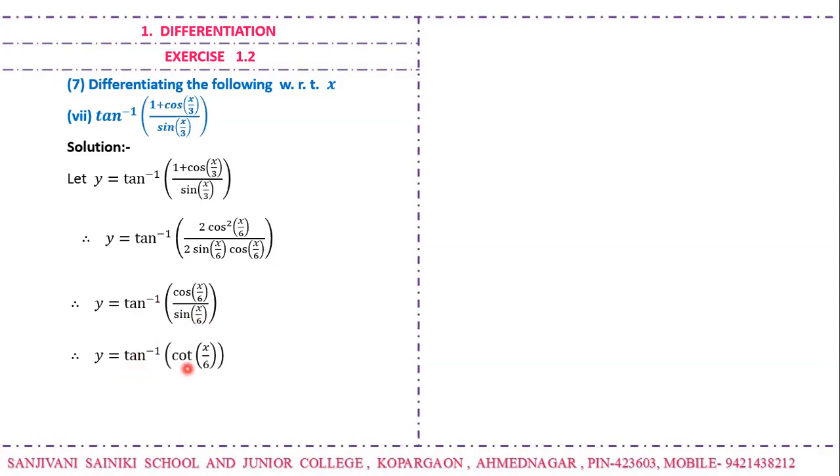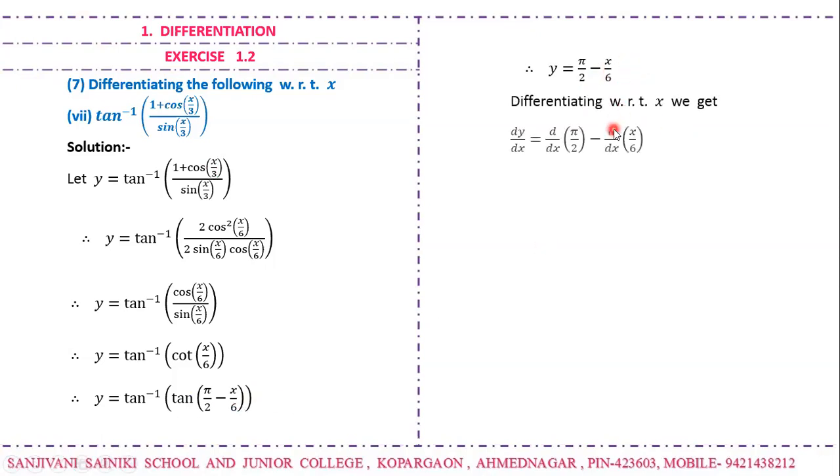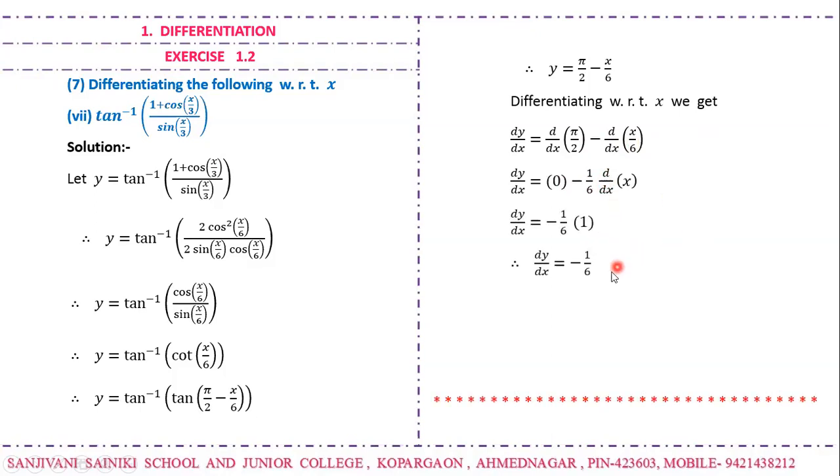Okay, and then we will use the allied angle formula and convert this cot into tan of pi by 2 minus theta is cot theta. So again use the property tan inverse of tan is only the x. So we get y is equal to pi by 2 minus x by 6, and differentiate with respect to x, we get d by dx of pi by 2 minus d by dx of x by 6. It is 0 minus 1 upon 6, so minus 1 upon 6 is the derivative of the given function.